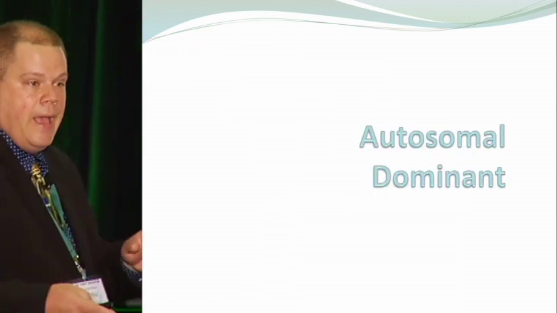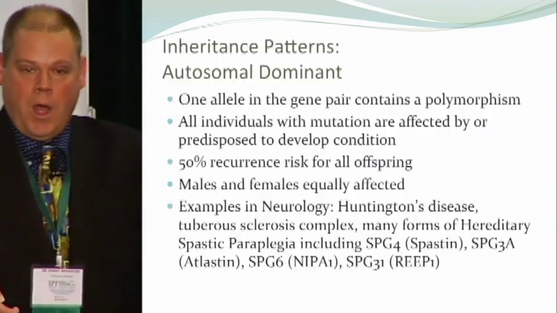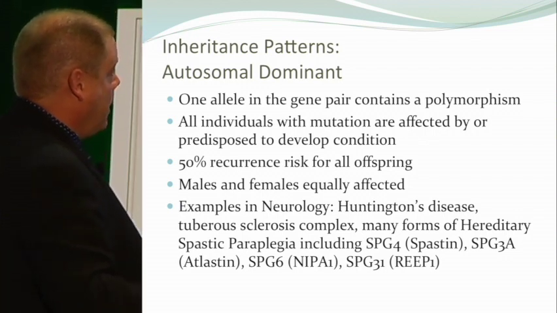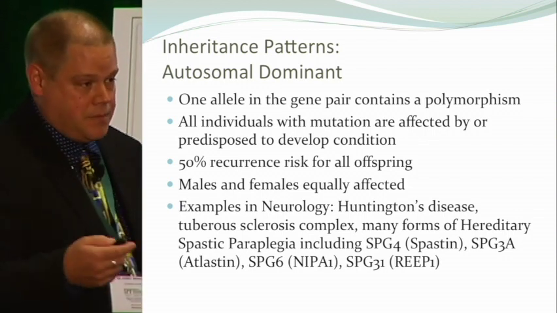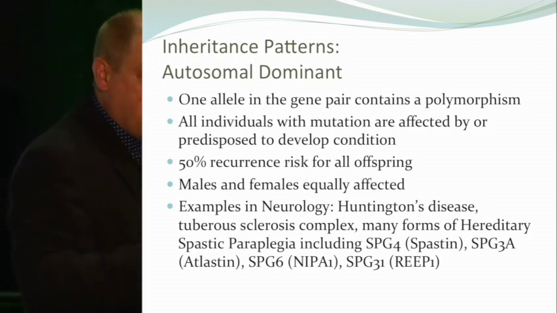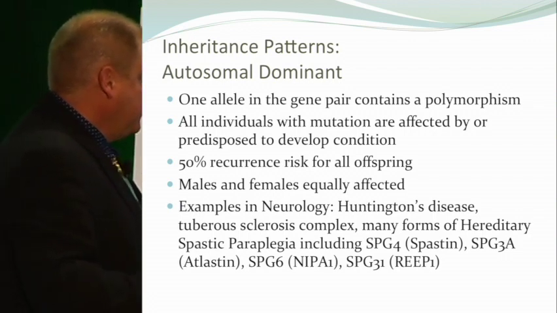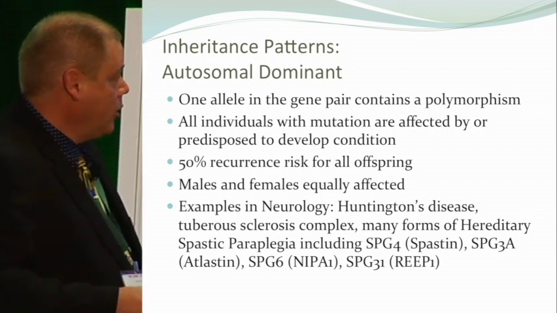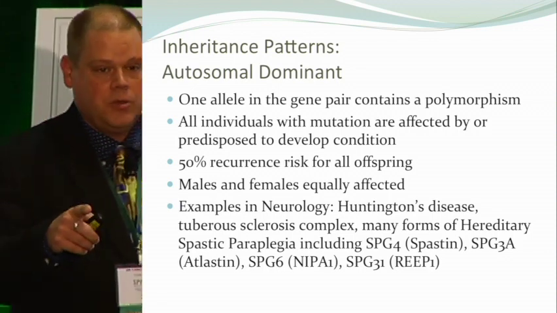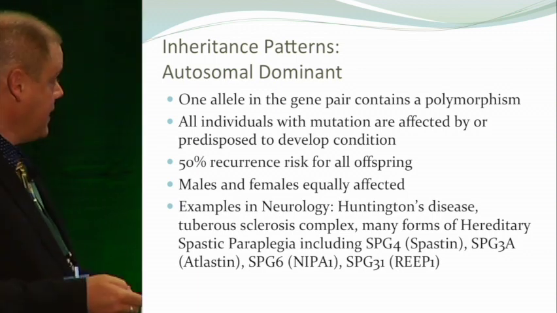This is an easier situation. How many copies of a disease gene do you need to have an autosomal dominant disease? One. One allele in the gene pair contains what in this case is called a polymorphism mutation. I distinguish a difference between those, but it's a change. It's a change from normal. All individuals with a mutation are affected by or predisposed to developing the condition, and you have a 50% recurrence risk for all offspring. I'm going to prove that to you with the same Punnett square. I want you to be able to prove it to yourself as well. We'll show why that's the case.